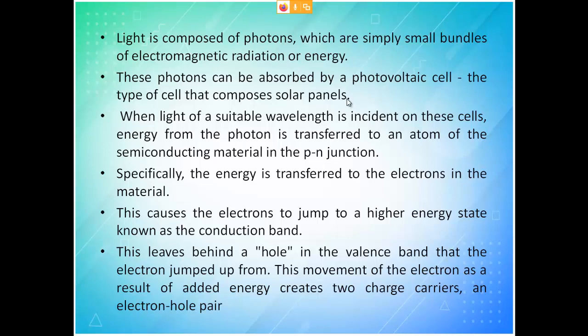This photon can be absorbed by the photovoltaic cell. Only by absorbing that energy does an electron move. That electron is not from the solar panel itself. This is the type of cell that composes the solar panel. When light of suitable wavelength is incident, usually for a solar panel the wavelength is around 1000, which is the photon from the yellow color. I think you might have seen the sun. The sun has all colors, but the predominant one is yellow.